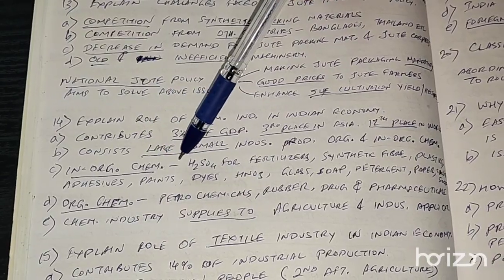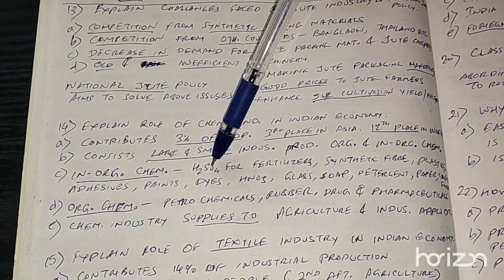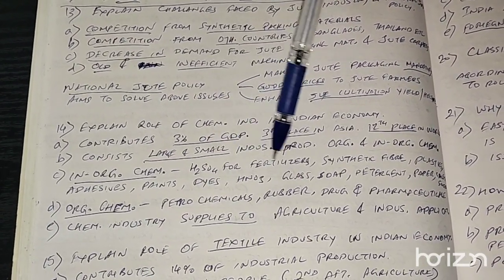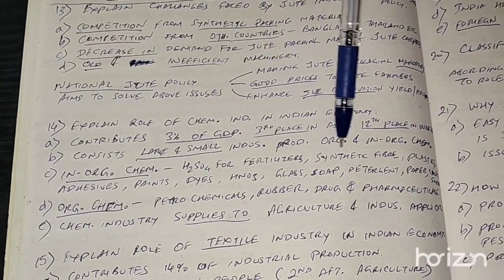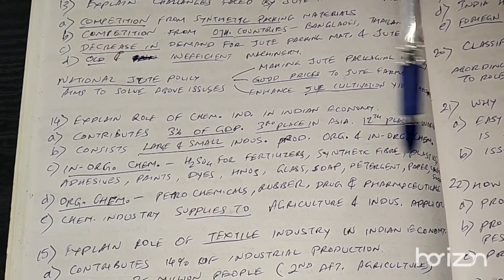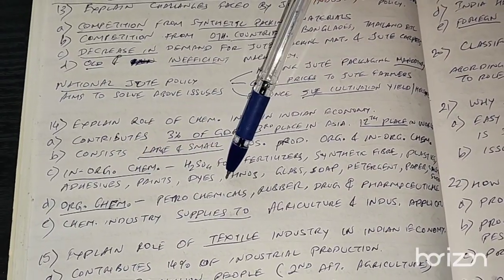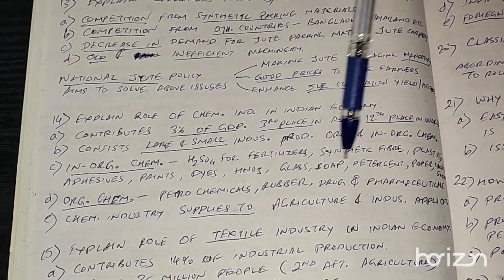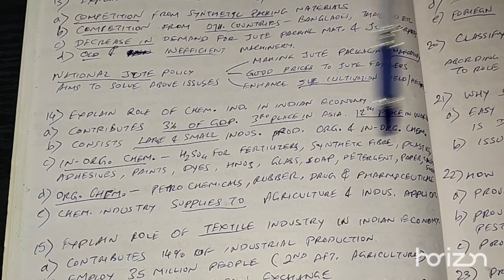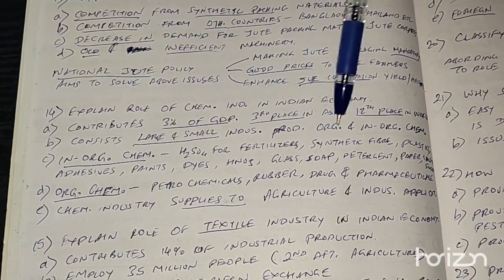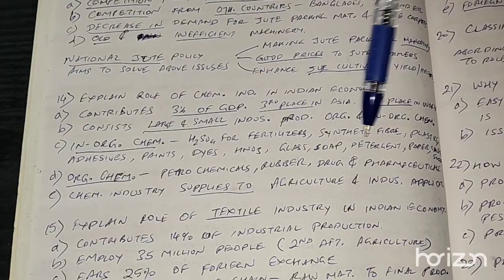Okay, inorganic chemicals include H2SO4, which is sulfuric acid, which is used for fertilizers. Okay, inorganic chemicals also include synthetic fibers, plastics, adhesives, paints, dyes, nitric acid, glass, soap, detergent, paper, caustic soda. All these are inorganic chemicals which are produced by the inorganic chemical industry.